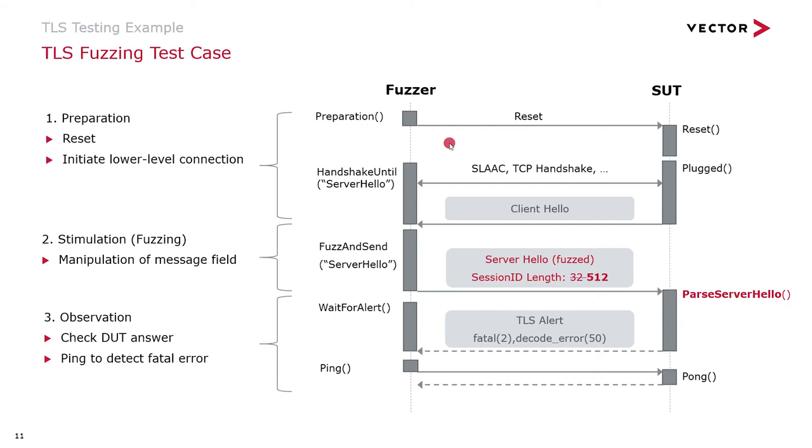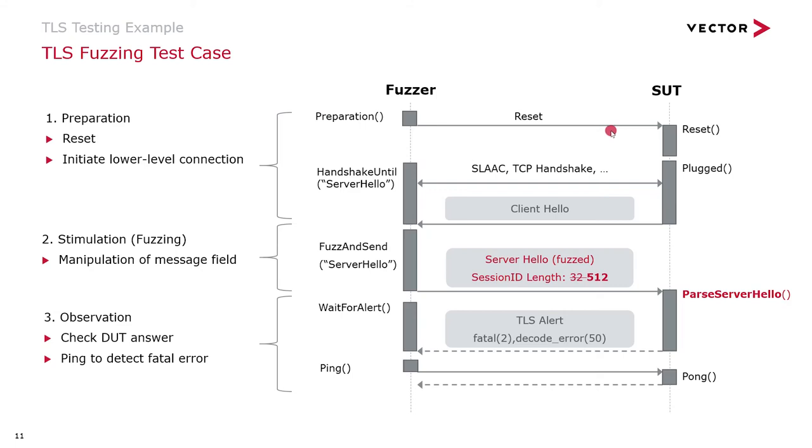Next, I want to show how such a TLS fuzzing test case could look. Every test case has basically three phases. First, there's a preparation, where the target is brought into a state where it's ready to receive a fuzz message. Next, the fuzz message is generated and sent. And lastly, the behavior of the target is observed to see whether it misbehaves. Let's go through the phases.